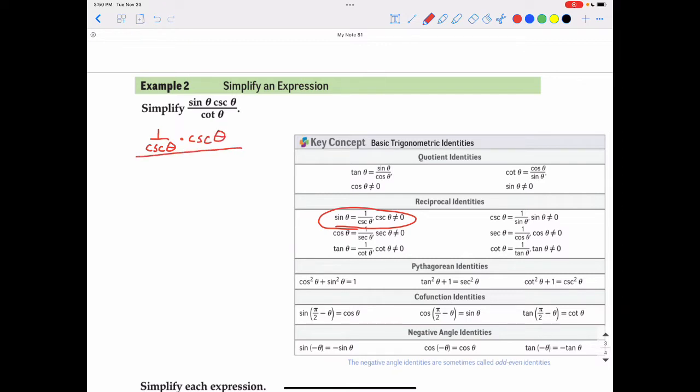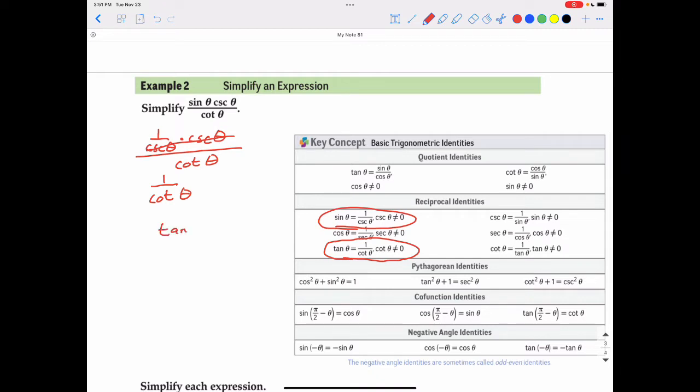over cotangent theta. And what happens is if I have 1 over cosecant times cosecant, those cancel each other out. So I'm left with just 1 over cotangent theta. And again, as I look through my reciprocal identities, I look right here. Tangent theta equals 1 over cotangent theta. So I'm going to replace 1 over cotangent theta with what it equals, tangent theta.